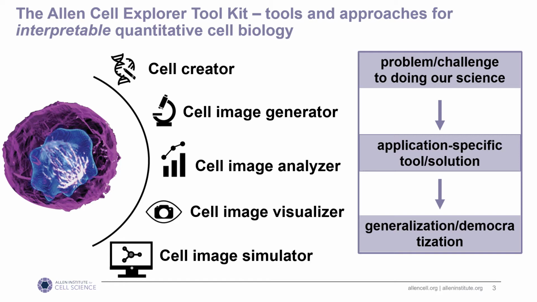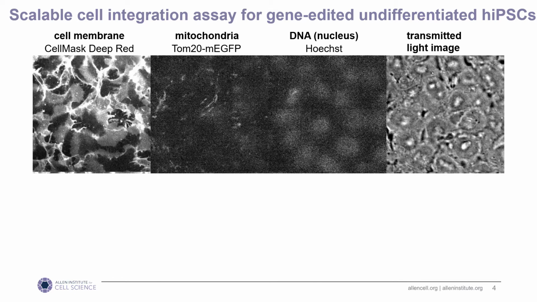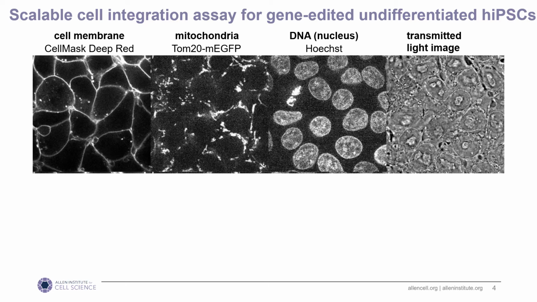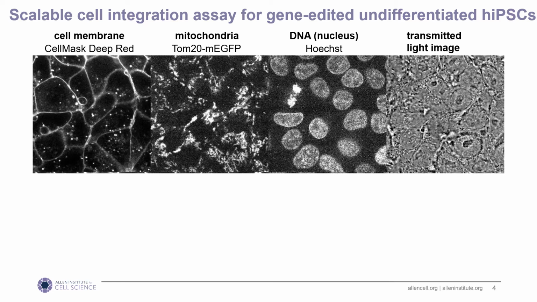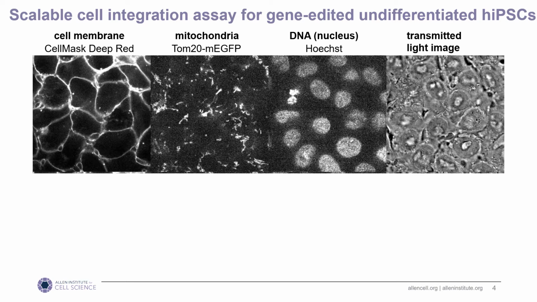Today, I will focus on a key component of our cell image analyzer, which is 3D image segmentation. Here is an example of our standard cell integration assay for hiPS cells, in which we label GFP-tagged cells with dyes to be able to visualize the cell membrane and nucleus as a common reference system. So, for each image, we always have the cell membrane and nucleus channels, and also at least one more channel marking the GFP-tagged structure. It is mitochondria in this example.